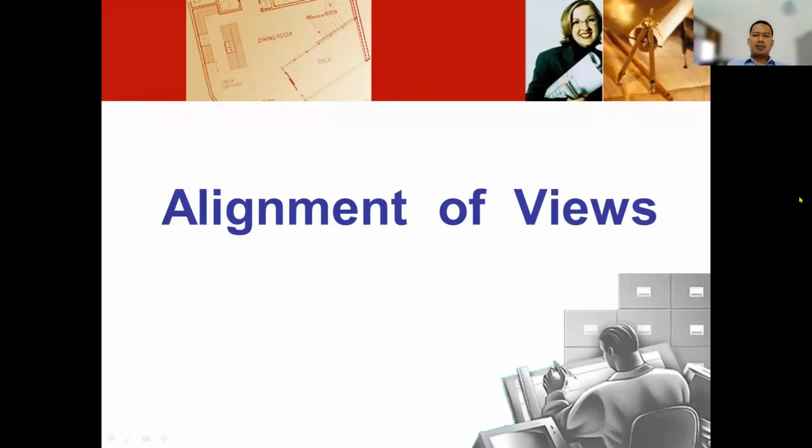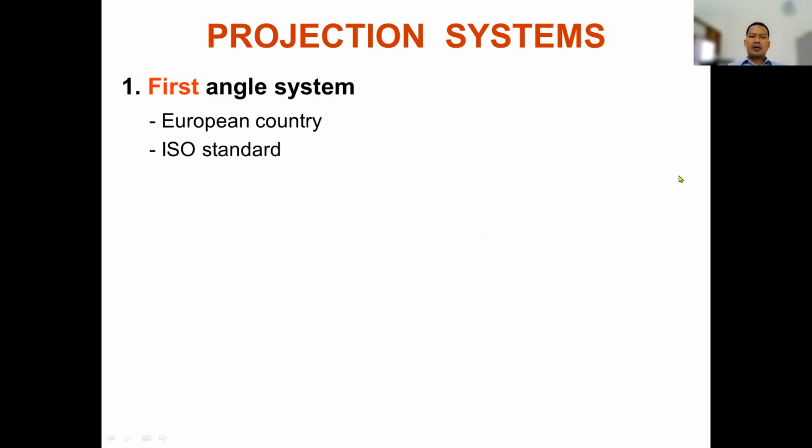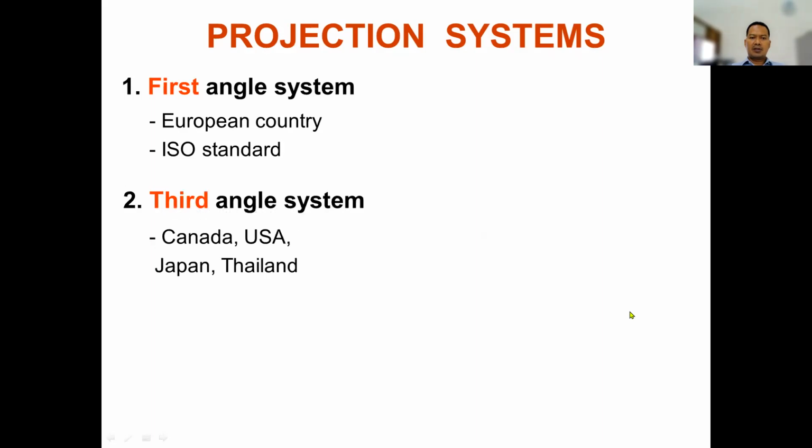And then about the alignment of views, about the projection system. Number 1, first angle system. This is used in European countries and also adopted for ISO standards, or International Organization for Standardization. And then number 2 is the third angle system. This is adopted for Canada, USA, Japan, and Thailand.